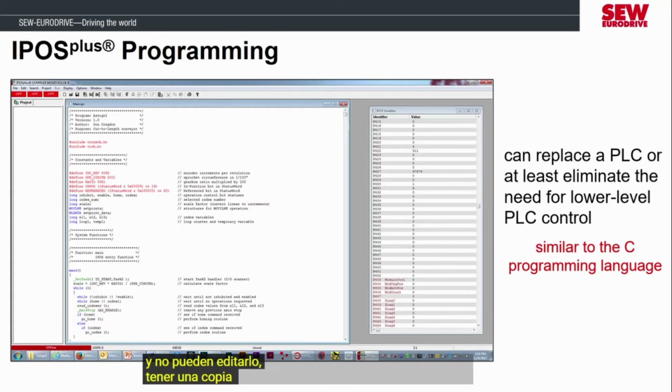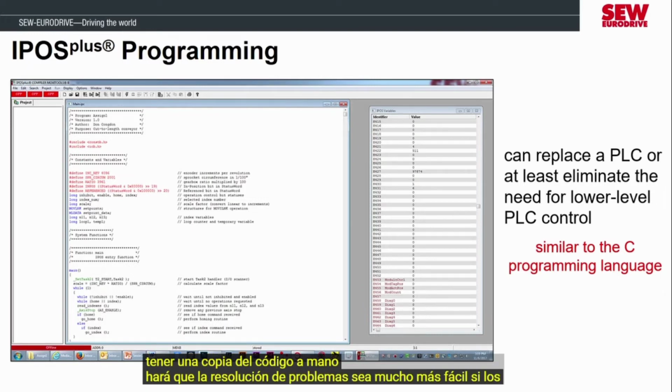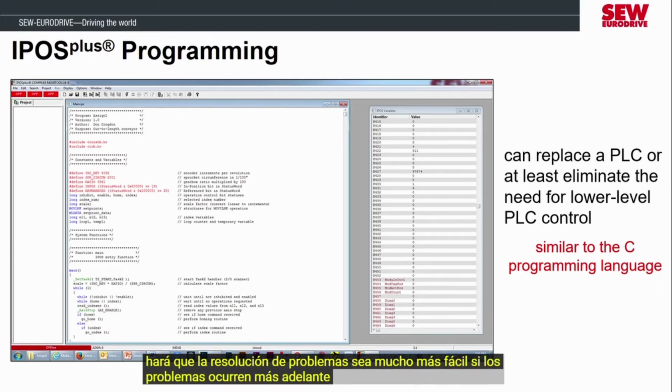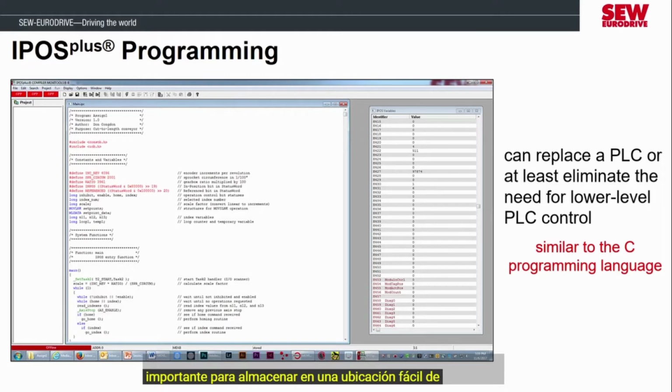Having a copy of the code on hand will make troubleshooting much easier if problems happen later on. And it's the only way to make edits without starting from scratch again. So those code files are extremely important to store in an easy to find location.